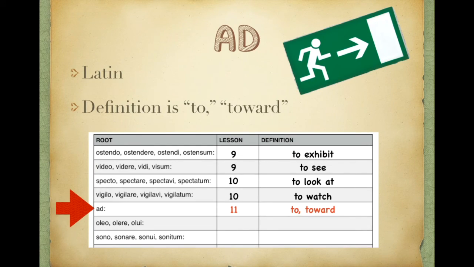The first root that you can add to your root card is ad. Ad means to or toward. Please add this to your root card. And we have several words that use ad as a root. There are 3 to be exact. And just so you know, there are a total of 11 words this lesson, in addition to 4 new roots that we're going to learn.